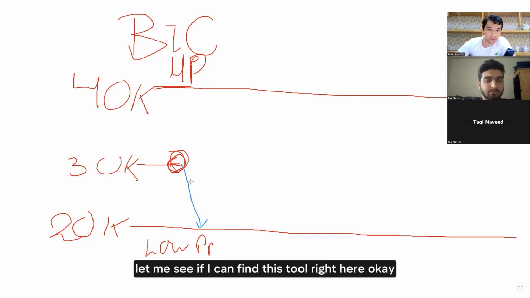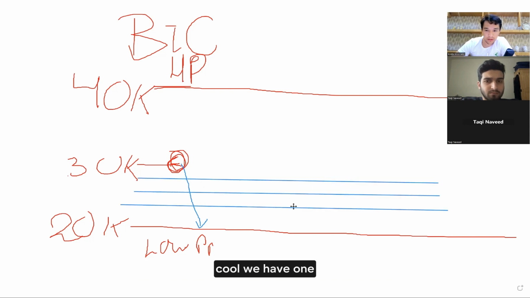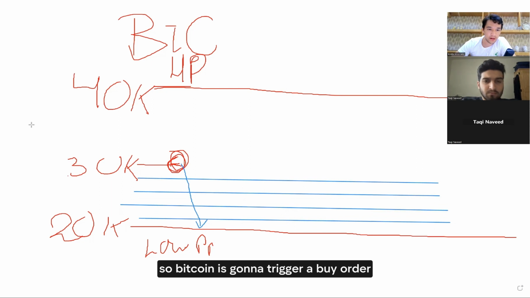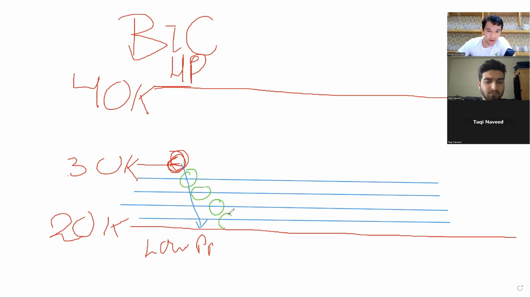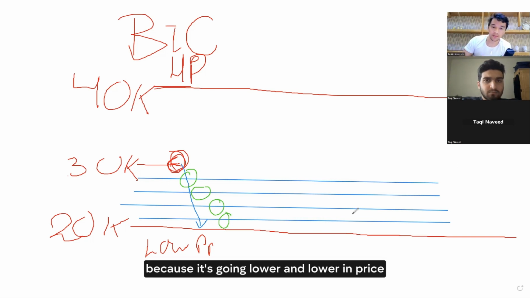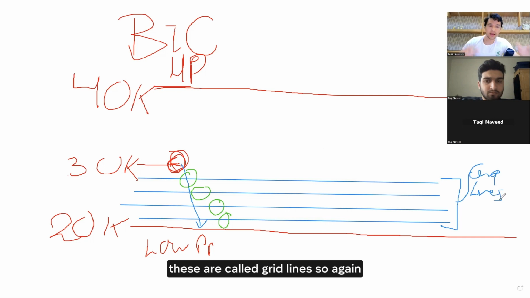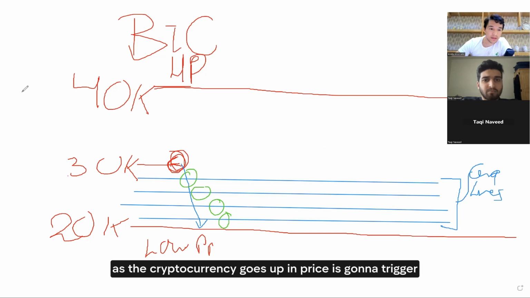The place or position where it triggers buy and sell orders, let me see if I can find this tool right here. Okay, cool. We have one here and one here. So Bitcoin is going to trigger a buy order here. Why? Because it's going lower and lower in price. And these blue lines that I'm showing you right now are called grid lines. Again, the bot is going to trigger buy and sell orders. As the cryptocurrency goes down in price, it's going to trigger buy orders. As the cryptocurrency goes up in price, it's going to trigger sell orders.